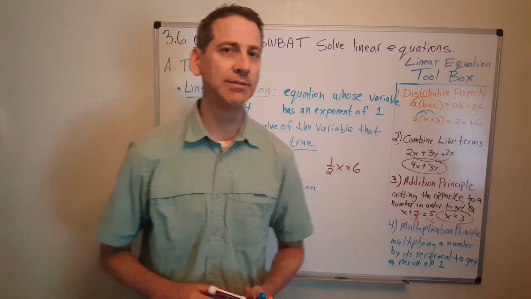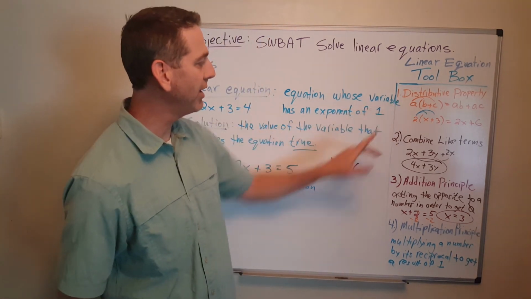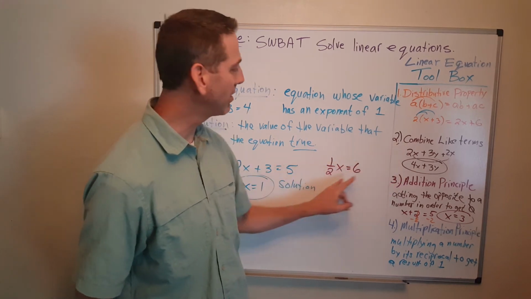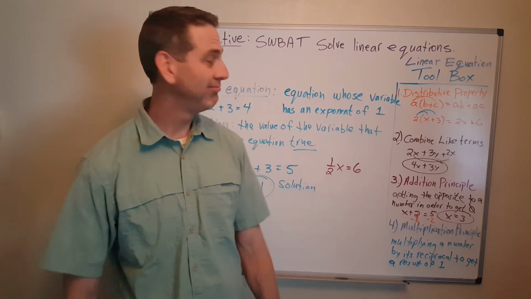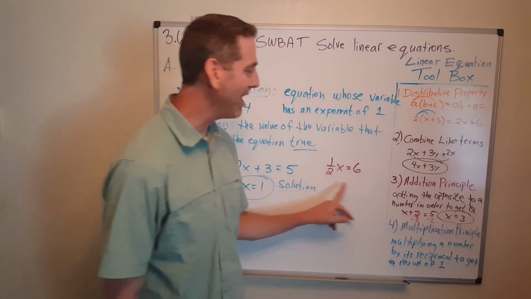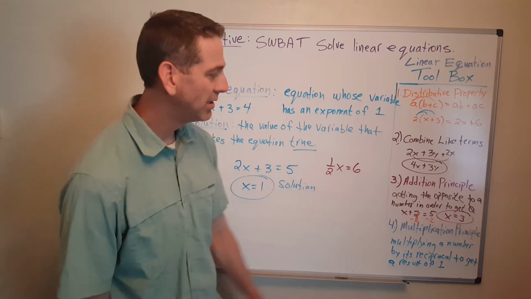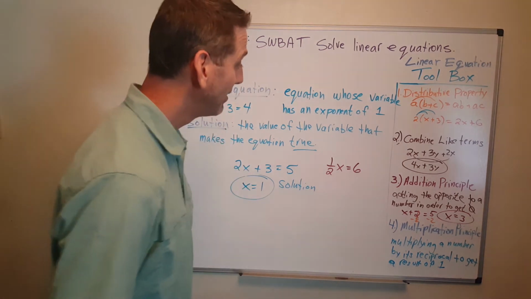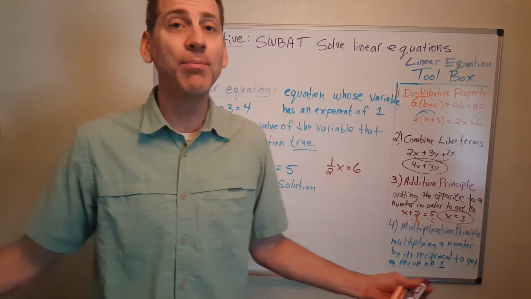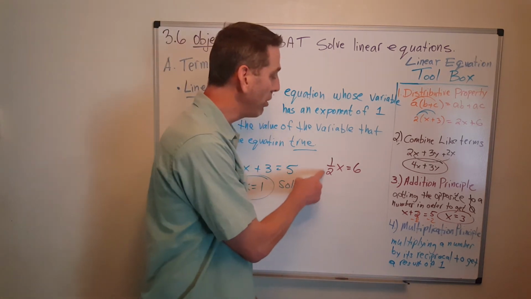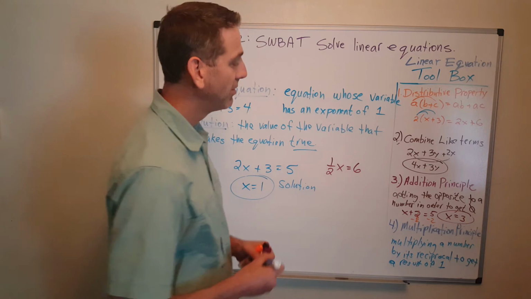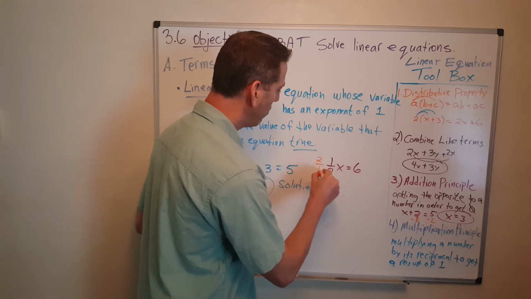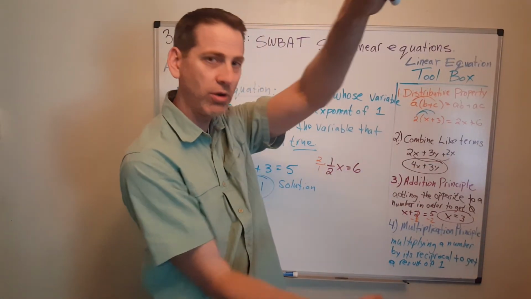1/2 x equals 6. Do I have distribution that I need to do here? No. Do I have any like terms that I need to combine? No. Addition principle, am I adding or subtracting anything? No. So my last resort is the multiplication principle. I am multiplying 1/2 times x. So I just simply multiply by the reciprocal. Well, what's the reciprocal of 1 over 2? The reciprocal of 1 over 2 is 2 over 1. I just take it and flip it around.